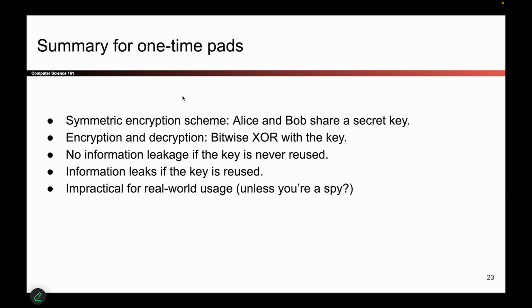OK, so to summarize one-time pads, it's a symmetric encryption scheme because Alice and Bob share a secret key. We saw the encryption and decryption schemes. We said that if you use a different key every single time, no information leaks. However, if you reuse keys, you're leaking information to Eve, so you have to use different keys every single time. So as a result, this is not practical for real-world usage because you have to regenerate keys every single time you want to encrypt something, I guess, unless you are a spy.